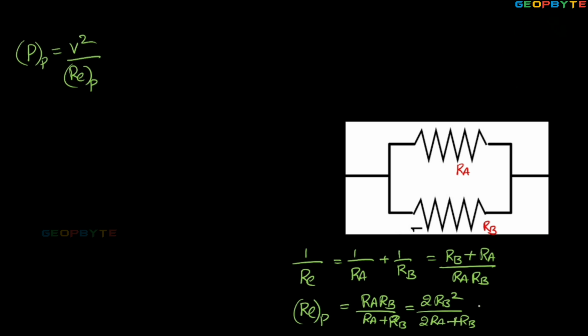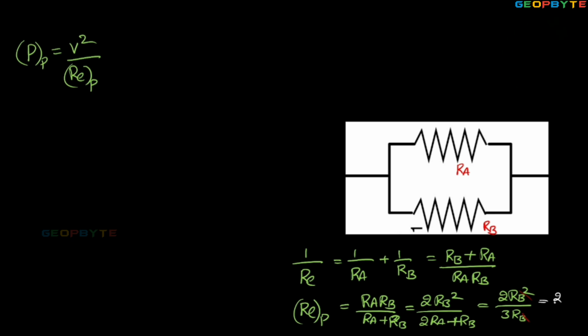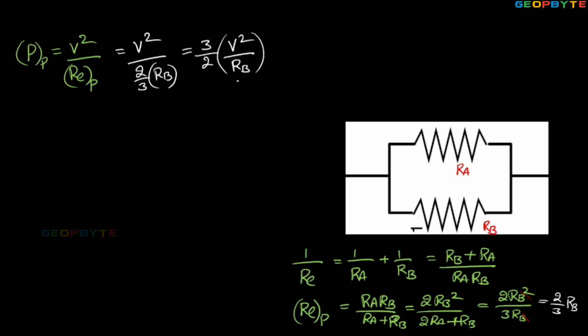Now you simplify it. It is equal to 2RB square divided by 3RB. One RB is cancelling. Finally, it is equal to 2 by 3 RB. That is the equivalent resistance. So the power is V square divided by 2 by 3 RB, which can be written as 3 by 2 V square by RB. Right?